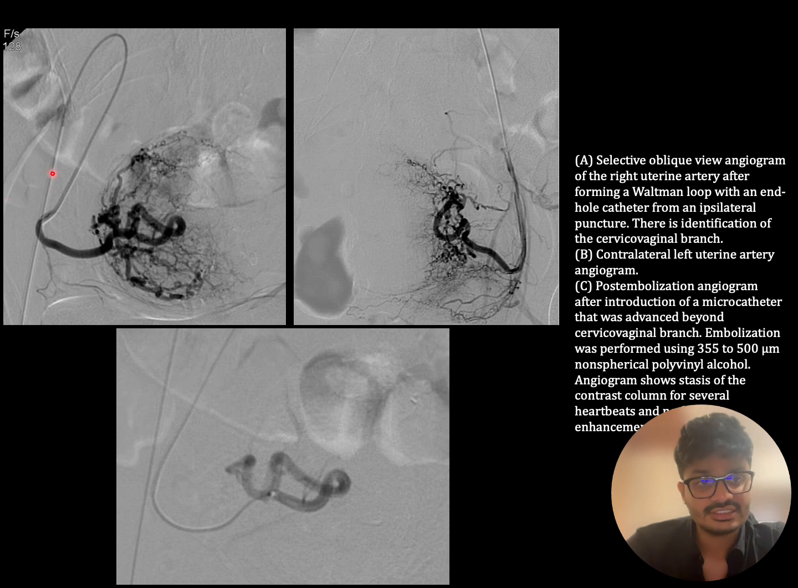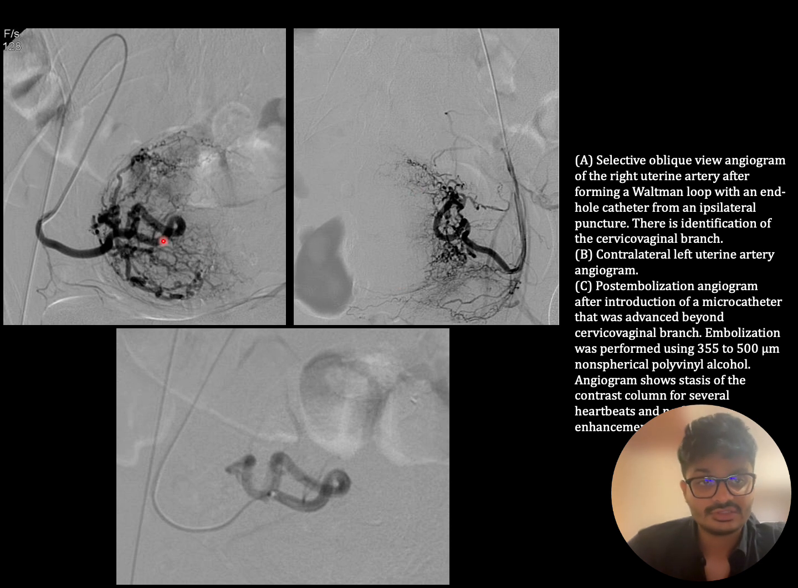Here, if you see, this is an ipsilateral uterine artery angiogram, a right-sided angiogram, and this is the uterine artery, and you can see all these tortuous vessels that are supplying the fibroid. You can see a spherical shape, that is the fibroid, showing a vascular blush, and this is of the left side, and this is the uterine artery, and again all these tortuous vessels that are supplying the fibroid.